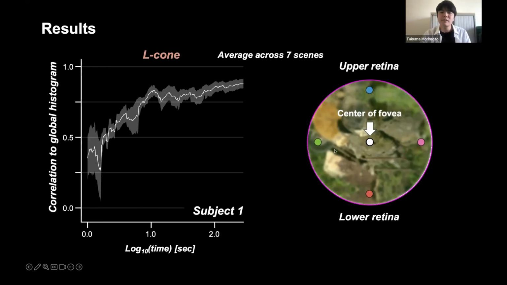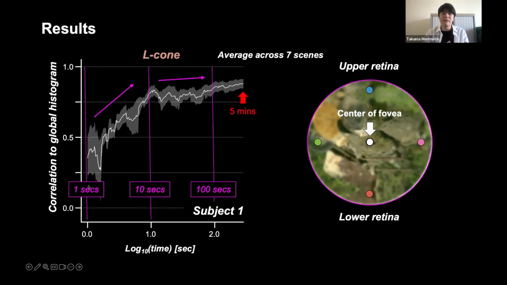And this is data for 1 subject. As you see here, at the beginning correlation is low, but it rapidly grows during the first 10 seconds and gradually increases towards the end of this 5 minutes, the end of the measurement point. At this point, correlation reaches nearly 0.9. So this cone can sample nearly identical information to the global scene statistics. I think it's interesting that the correlation rapidly grows like this. So if you move eyes for 10 seconds, each cone is basically adapted. You could adapt it to global scene statistics.